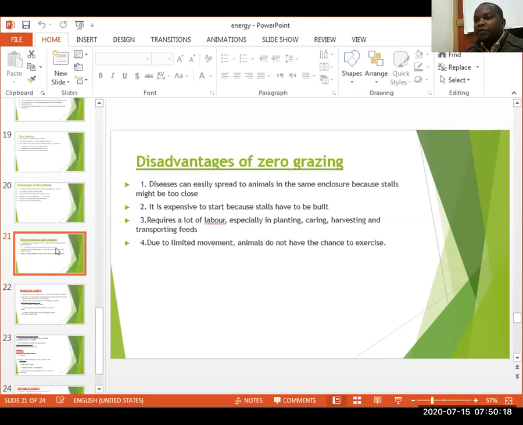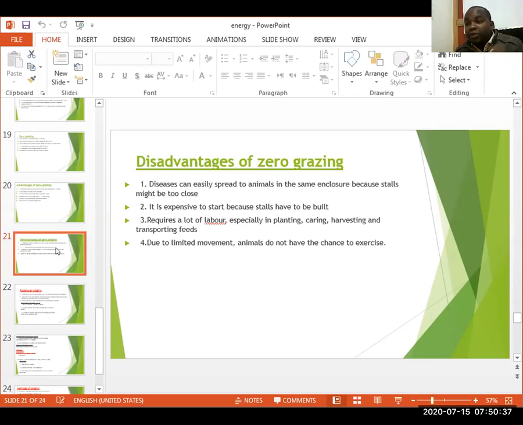Then it is expensive to start because stalls have to be built. And remember, apart from stalls having to be built, all veterinary services plus the animal feed must be taken there. And mostly these animals feed on concentrates and the fodder. Remember, types of animal feeds are manifesting as we move on.